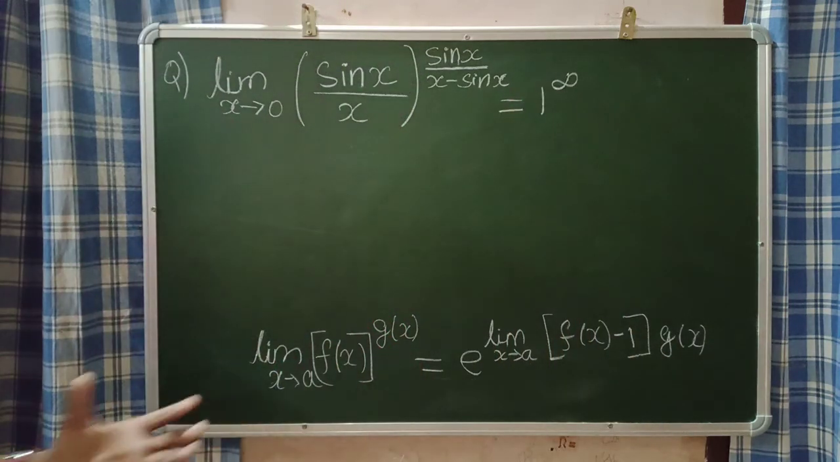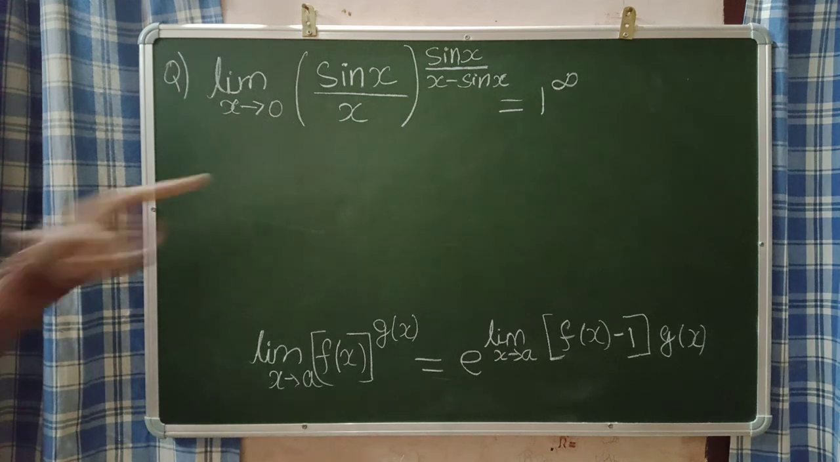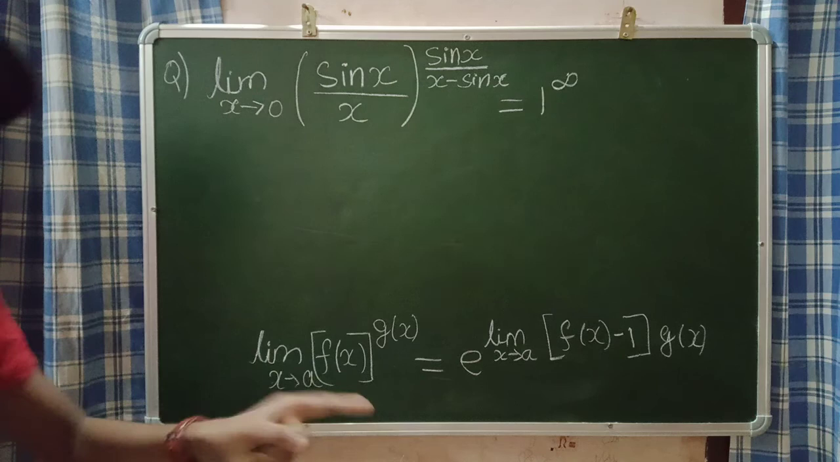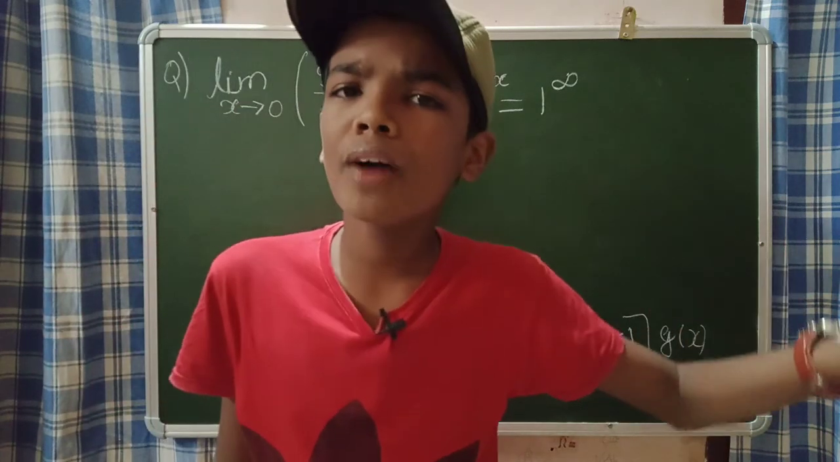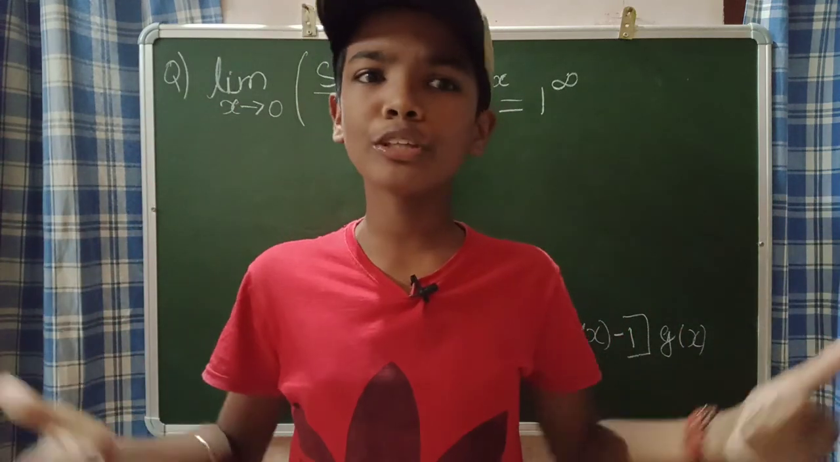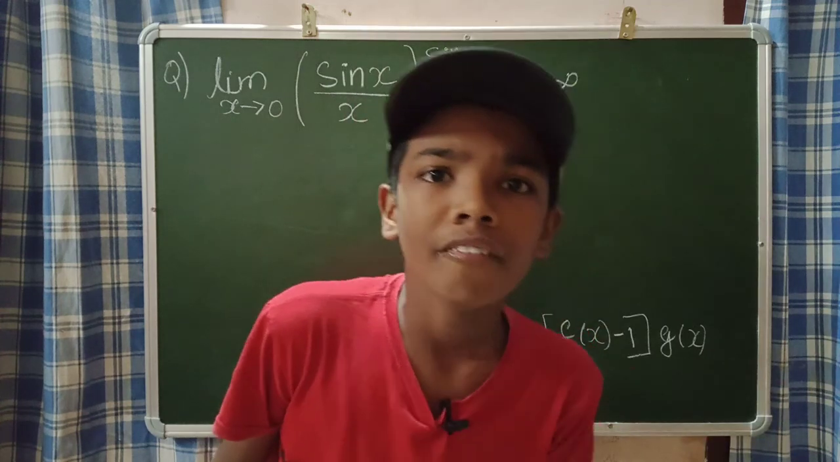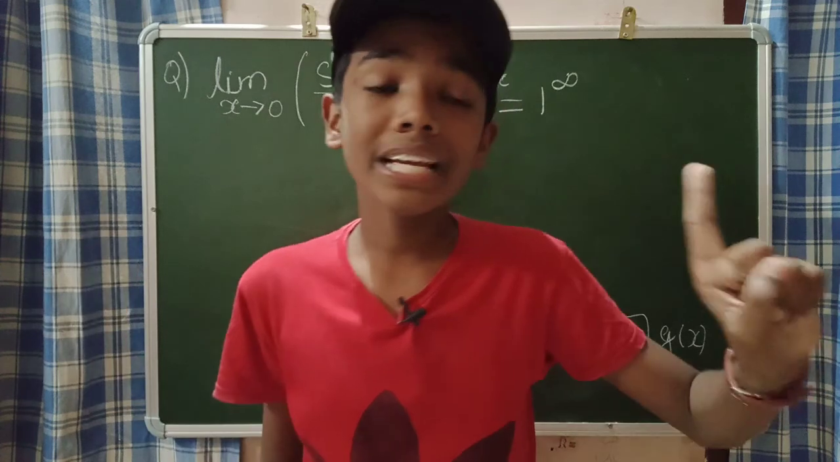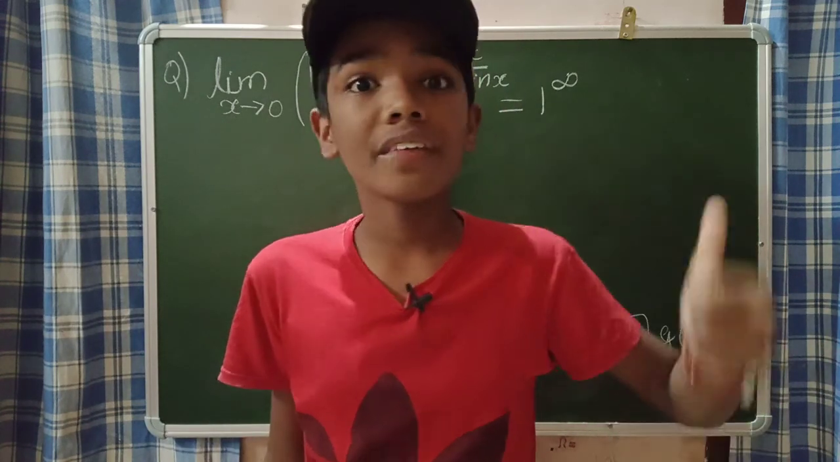How you will get 1 to the power of infinity means, listen carefully, we are having sin x divided by x, right? When limit of x tends to 0, then sin x divided by x will be 1. That is a basic standard limit which you learned in your limits chapter. Please never ever forget this because it's a very important part.